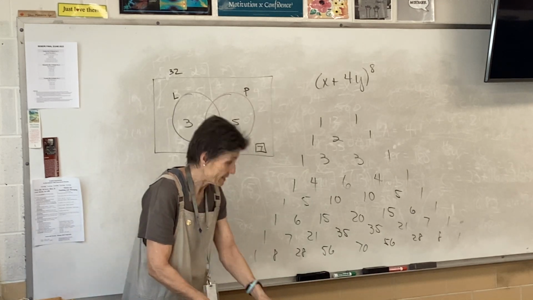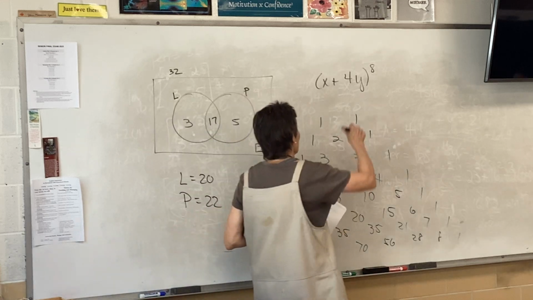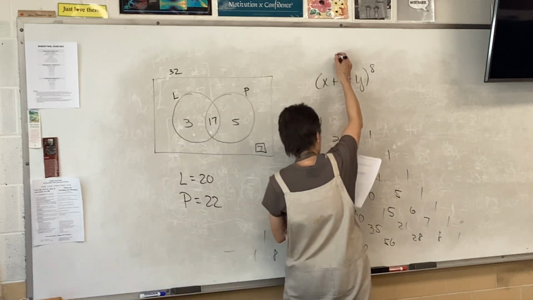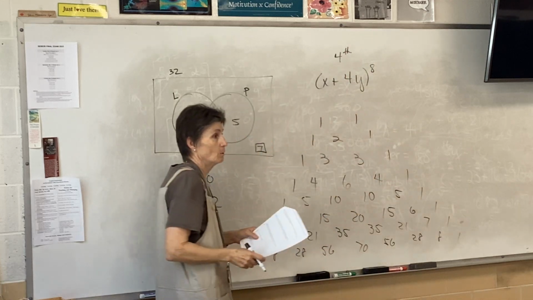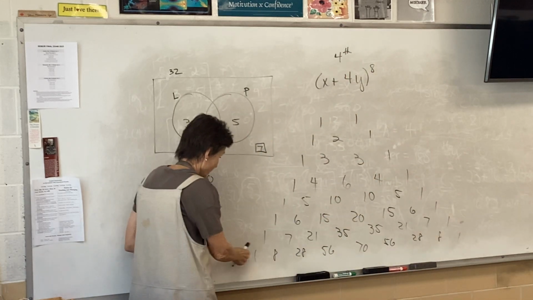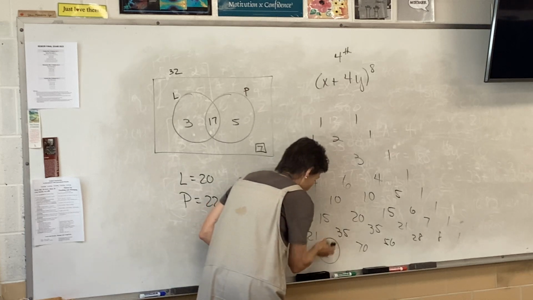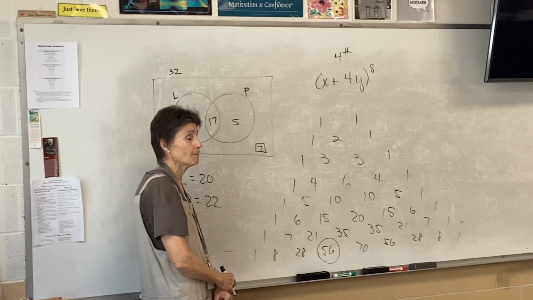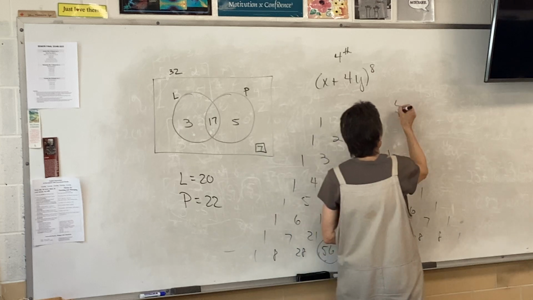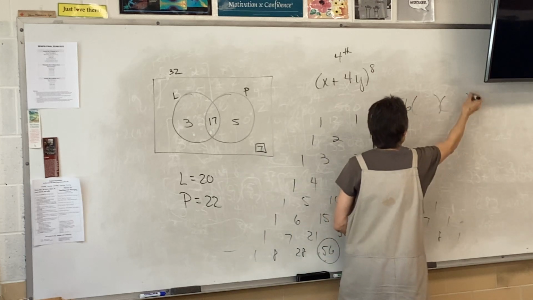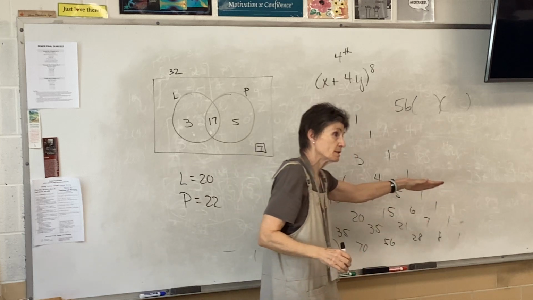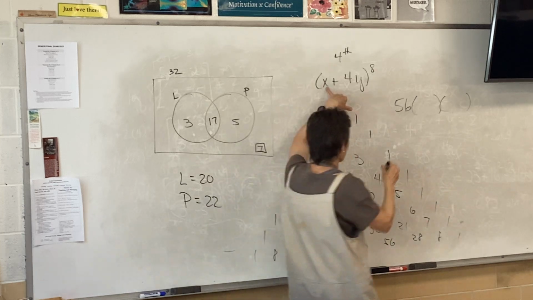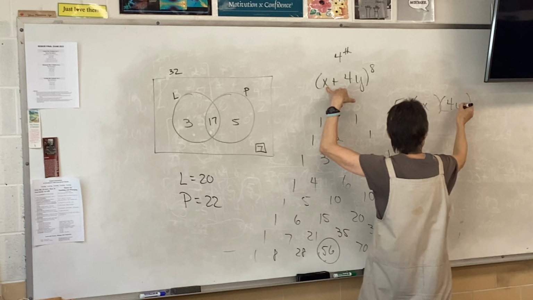Now, luckily, I don't want all of that. That would take a very long time. I want only the 4th one. So 1, 2, 3, 4. I want that 56 right there. And if I were writing out the whole thing, I would write out all these numbers, and then next to every number, I would put an X and a 4Y, remember that?